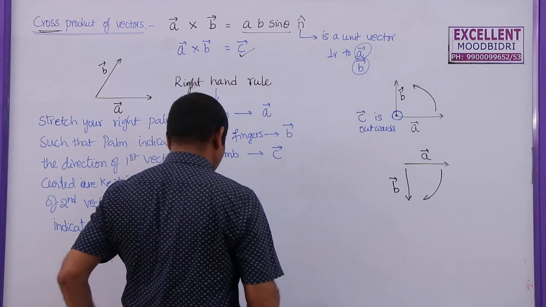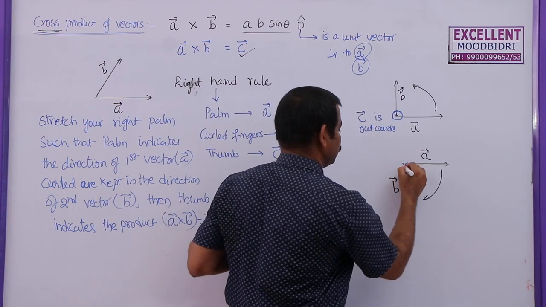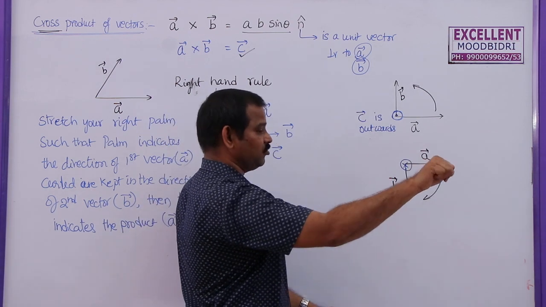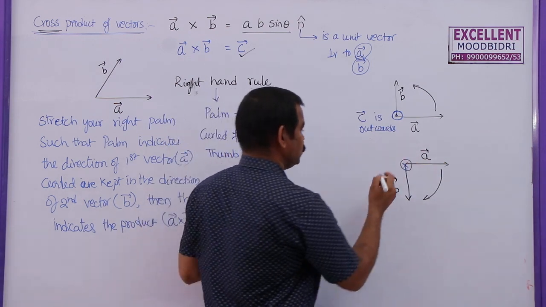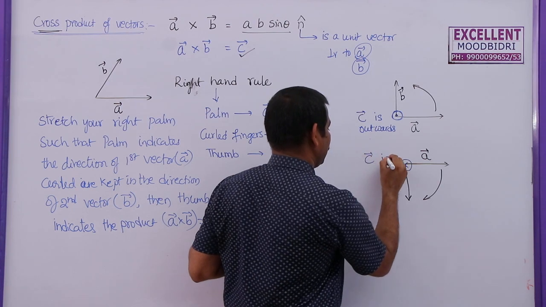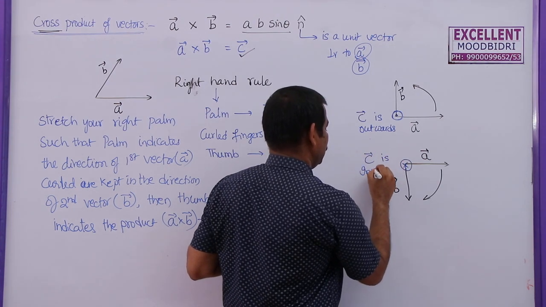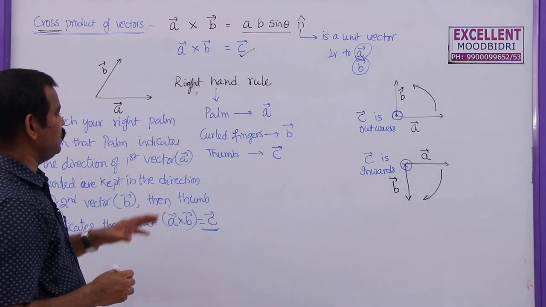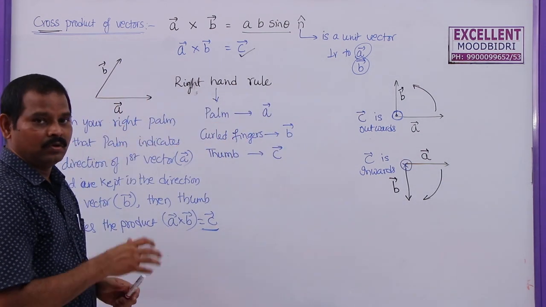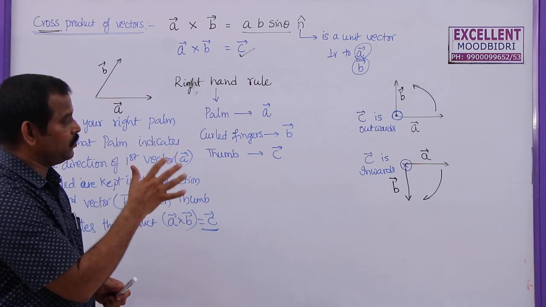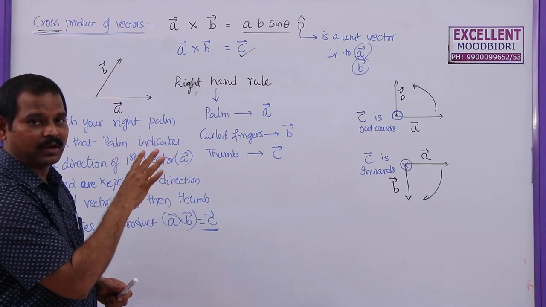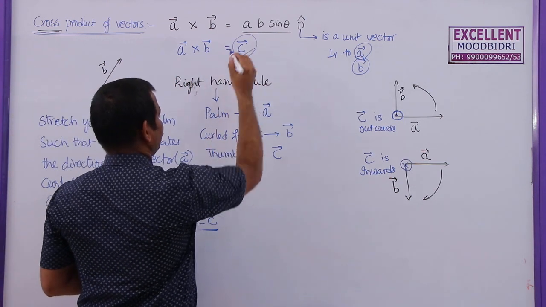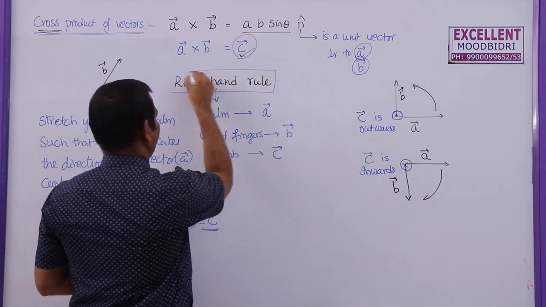So, what am I going to write? The product of these two, the product of A bar and B bar, is in the direction into the board. So, C bar is inwards. The direction of C bar is inwards here. This is how you can use this right hand rule to find the direction of the third vector obtained by multiplying A bar and B bar. To find this direction, we need this right hand rule.